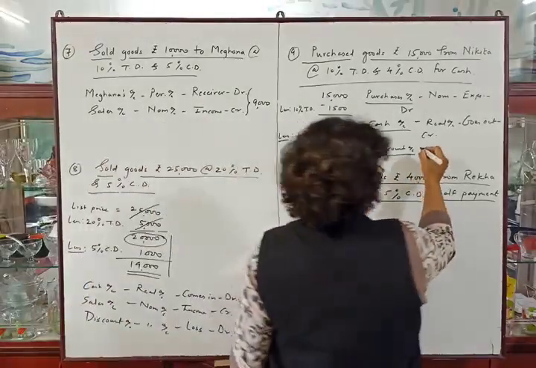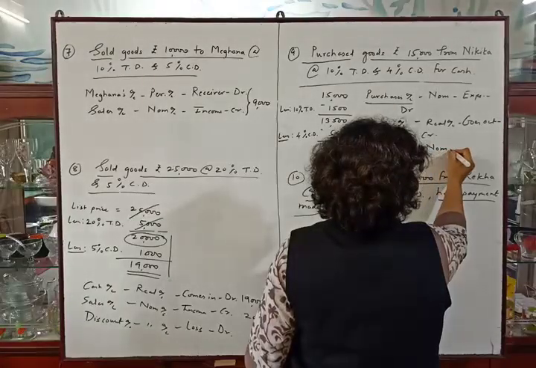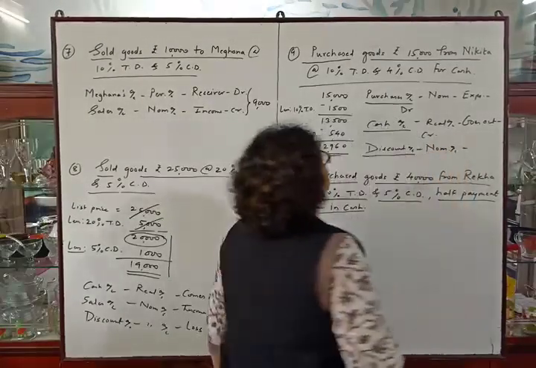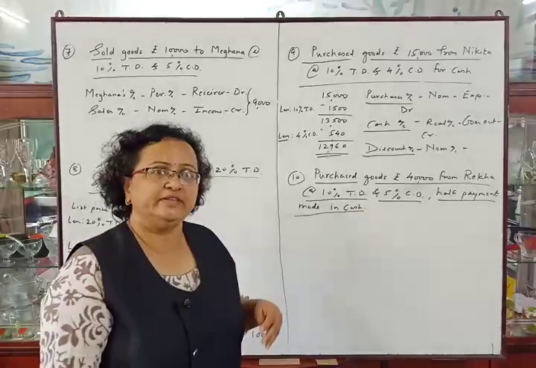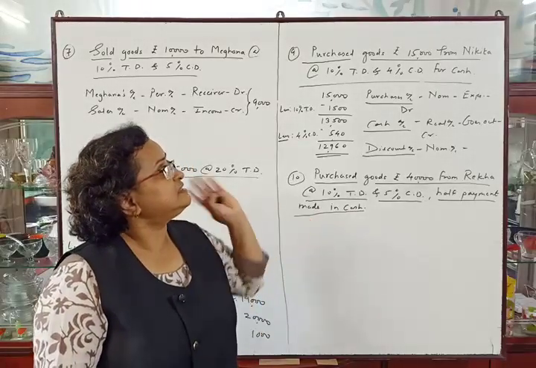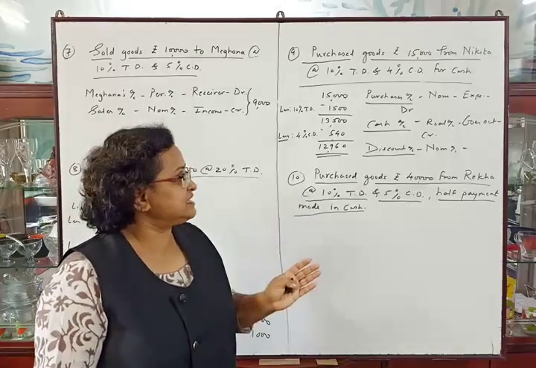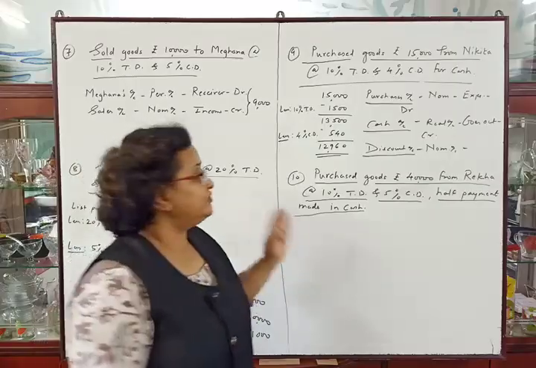Discount account is nominal account. We are purchasing goods from Nikita and she is allowing us 4% cash discount, so this discount will be our gain.